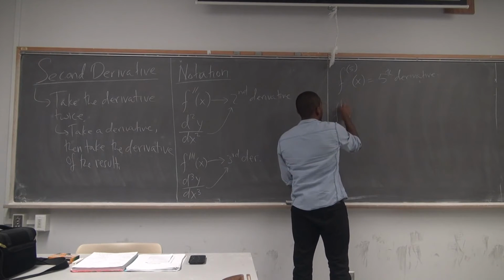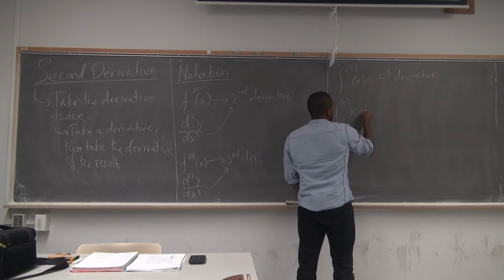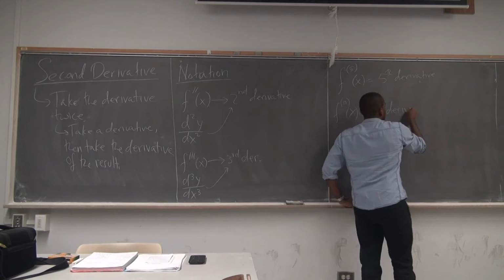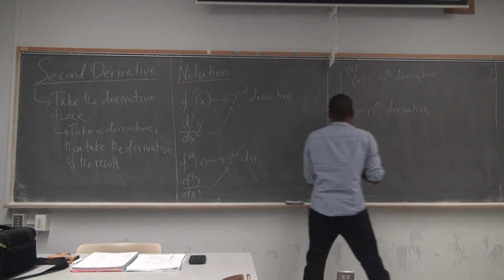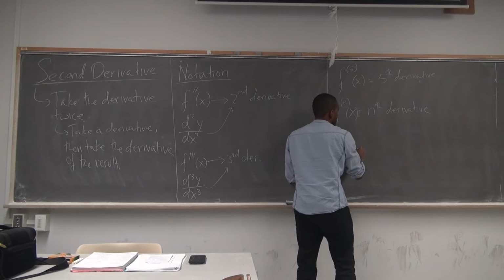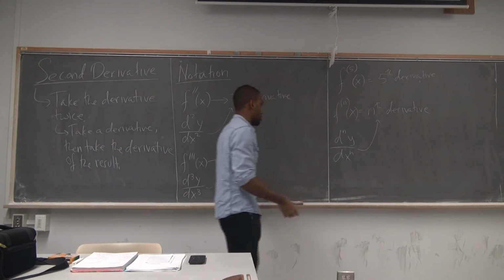So you can see something like f to the (n) of x. That means the nth derivative. Or you see something like d to the n of y over dx to the n. That means the nth derivative. So that's the notation.